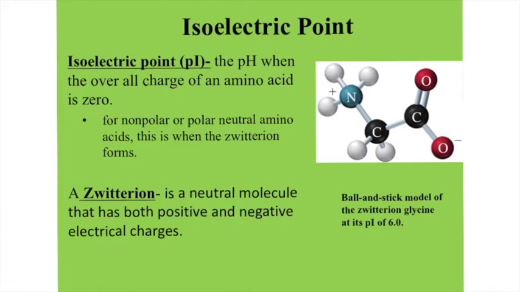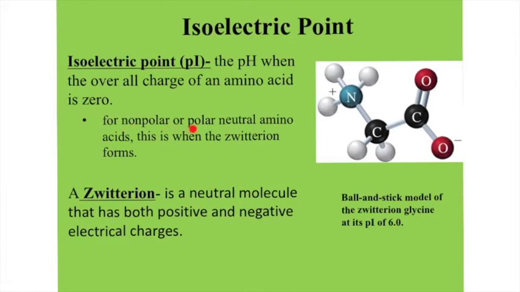And those charges will exist at different pHs. Okay, you're going to have a plus charge at very low pH. Around neutral pH, you're going to have no charge, and at very high pH, you're going to have a minus charge. Okay, and so the isoelectric point is the pH when the overall charge of the amino acid is 0. Okay, so that means this is going to be plus and this is going to be minus, and they cancel each other out, so the overall charge is 0.